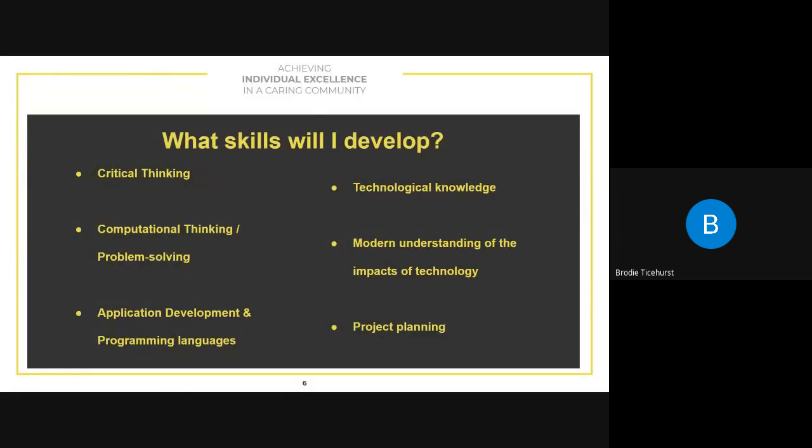Now, I'm going to wrap up my end here with the skills that generally you'll walk out of this course with. I've tried to keep the list relatively small because I think these are the key aspects that you'll be able to take away with you. Critical thought, problem solving, the ability to actually design and develop an application of your choice, technical knowledge in what computers are, how they work, and a really good modern understanding of what the environmental, ethical, cultural, social impacts of technology really are.